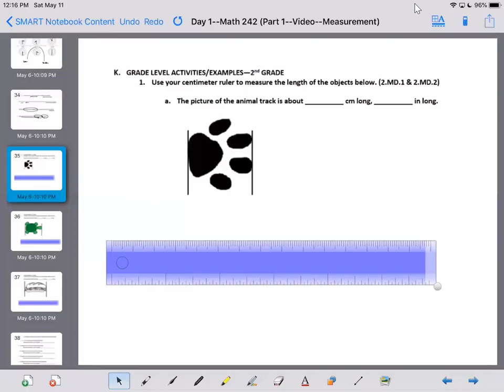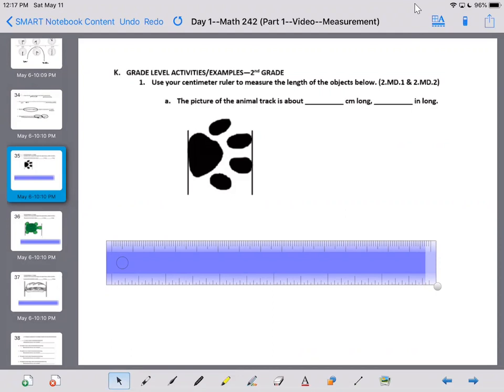So this is part 3 of our video series on developing measurement concepts. We've looked at kindergarten standards, we looked at first grade standards, and we're going to look at second grade standards today so you can get a good idea of this progression of how things are building. So now students are working with the centimeter ruler and the inches as well. We've got the metric part, we've got the English standard ruler. So we're going to do a lot of estimating.